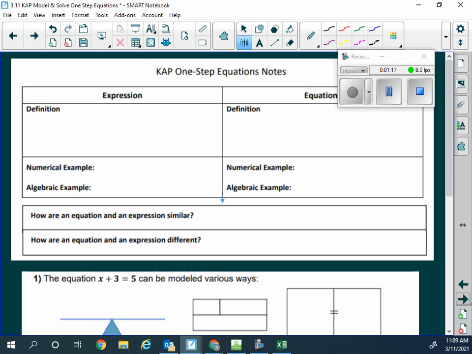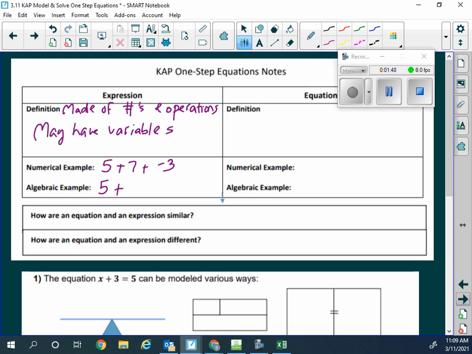An expression is made of numbers and operations. It may have a variable. Expressions is where we've been so far, for the last week and a half or so, just in expressions. So like 5 plus 7 plus negative 3. That's an expression. Or algebraic might be 5 plus x plus negative 3, where we replace one of our numbers with a letter.